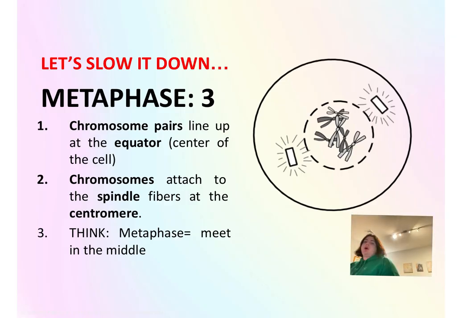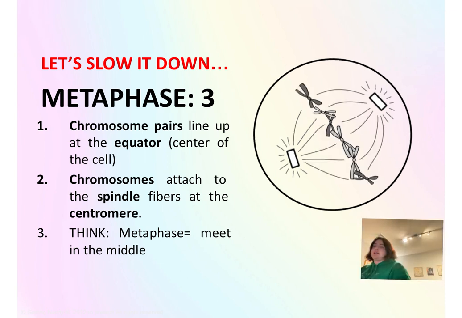All right, so yesterday we talked about prophase, which is the P in PMAT. Today we are moving on to metaphase, which is the second stage of mitosis. In metaphase, the chromosome pairs line up at the equator, which is the center of the cell. Just like the equator is the center of the Earth, the equator is the center of the cell. So the chromosome pairs line up. They attach to spindle fibers at the centromere in the middle.